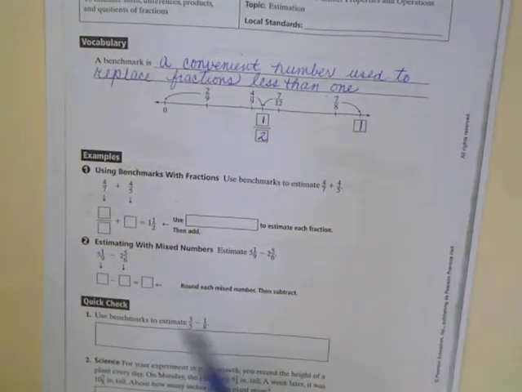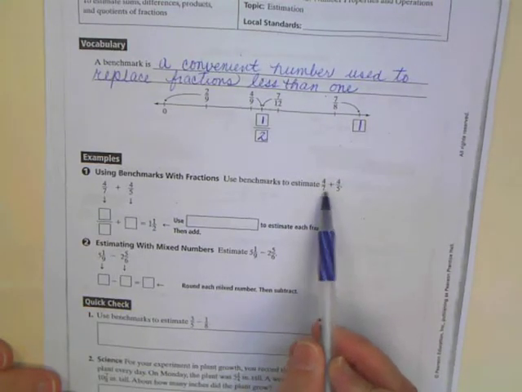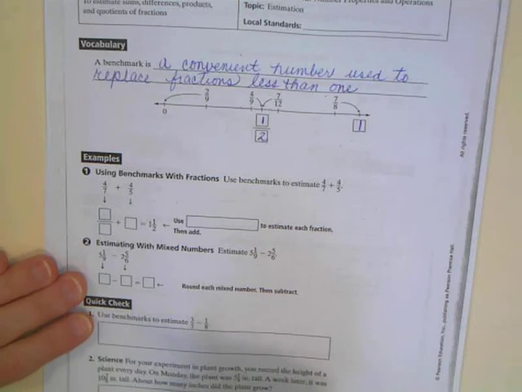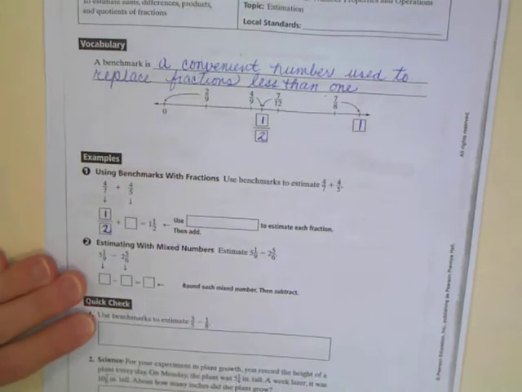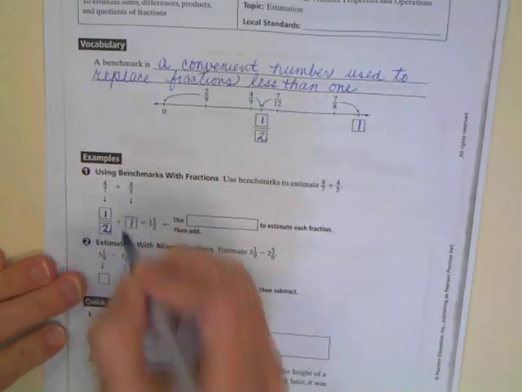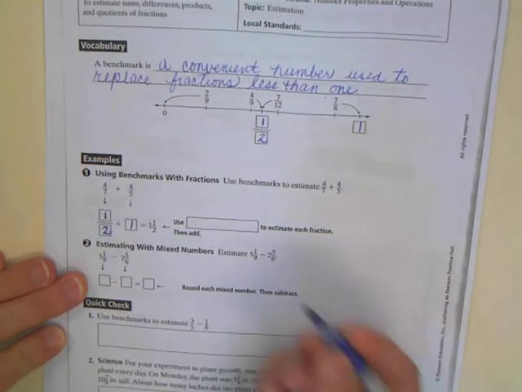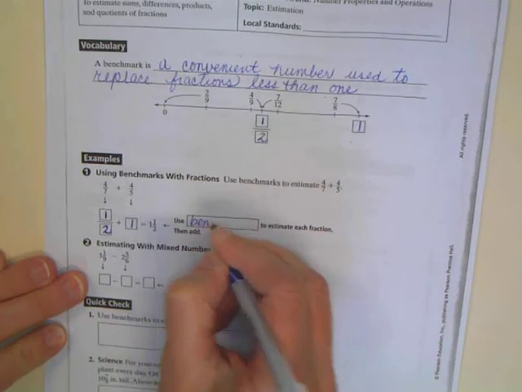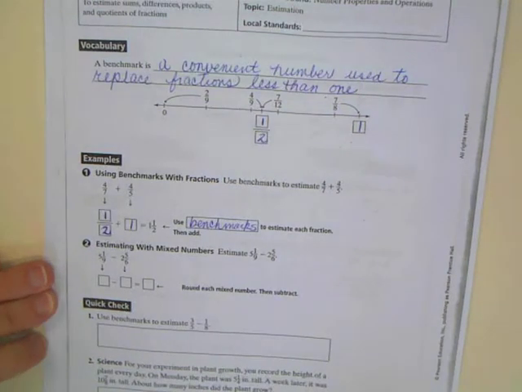Now let's look at some examples. Using benchmarks with fractions, we want to estimate 4/7 plus 4/5. 4/7 is very close to 1/2. Half of 7 is 3.5, so that's just slightly more than a half. 4/5 is very close to 1 whole, so I would benchmark that as 1. When I add those together, that gives me 1 1/2. So again, here I used my benchmarks to estimate each fraction.